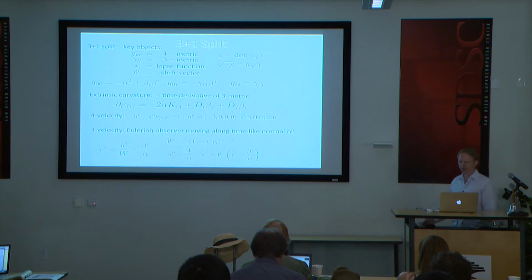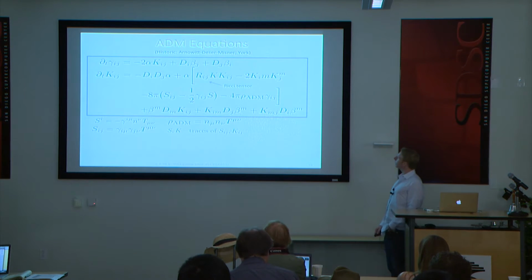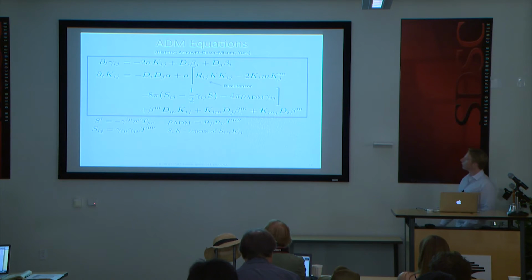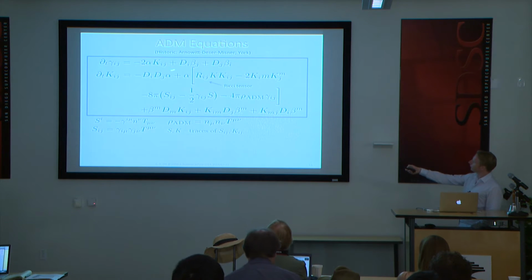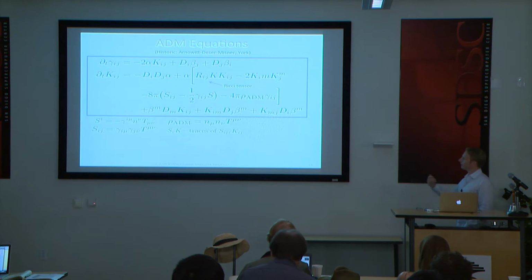So if we do all of this, we get a set of equations, the Arnowitt-Deser-Misner equations, or in the formulation by James York. So here's the time derivative of the metric, which just involves the extrinsic curvature. And then we have a second derivative equation, the time derivative of the extrinsic curvature. And that's a big mess.